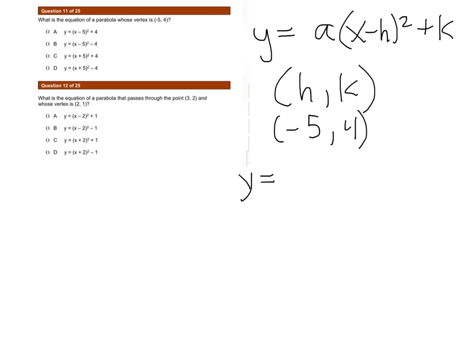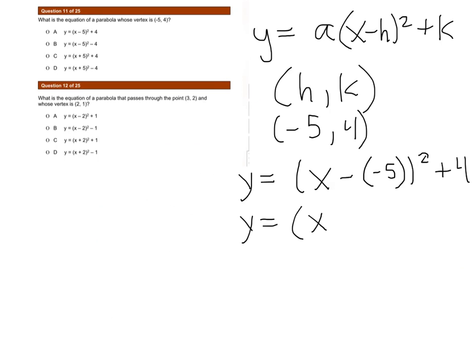So y equals x minus, now remember it's negative 5, so I'd put a negative 5 here, squared, and then plus 4. And we know that when we have a negative minus a negative, it becomes a positive. So in this case, positive 5 squared plus 4. So the equation of the parabola is y equals (x plus 5) squared plus 4, which is letter C.